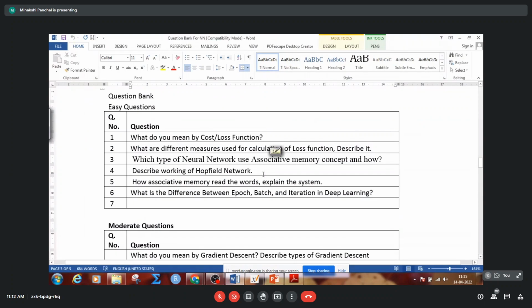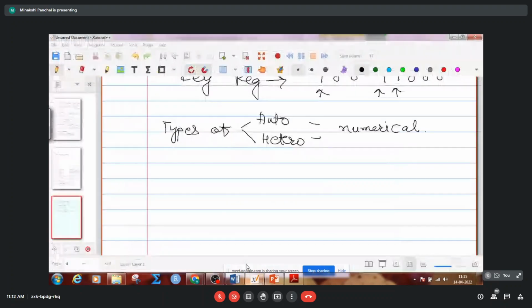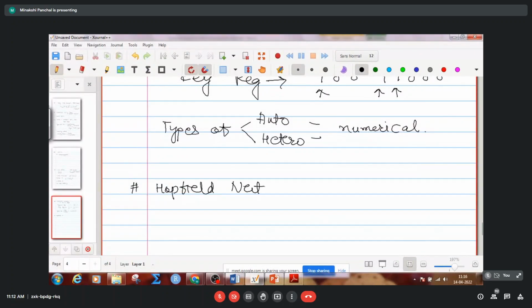Describe working of Hopfield network. हॉपफील्ड network का working, if you remember, हॉपफील्ड network के working में हमें क्या आना चाहिए. So if you remember some of the points I have highlighted, Hopfield network, you should cover these points. So this is a symmetrical network. Symmetrical network means what? In symmetrical network, Wij is equal to Wji.